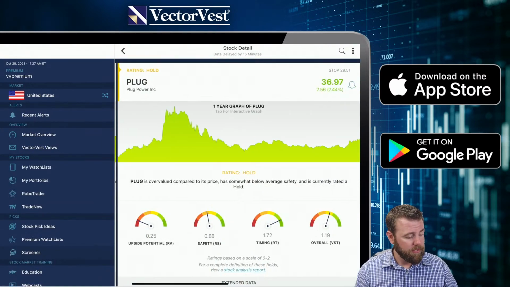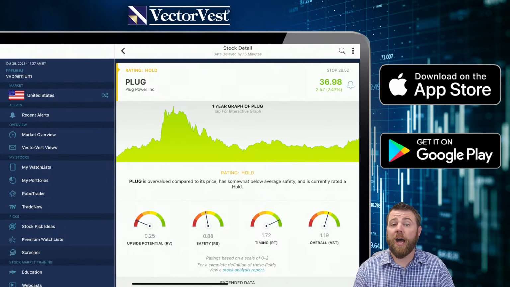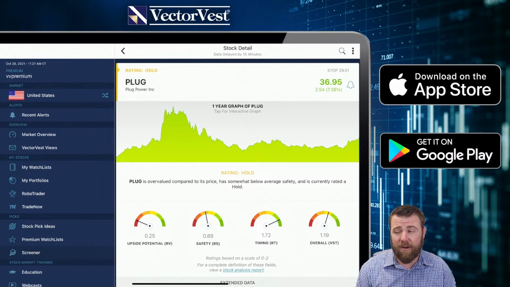PLUG, poor long-term potential, a lot of risk associated with it. You're in a really strong short-term uptrend, momentum play right now. Overall, the stock's favorable. This is a speculative play, but it does have that momentum factor, which makes it favorable for right now.